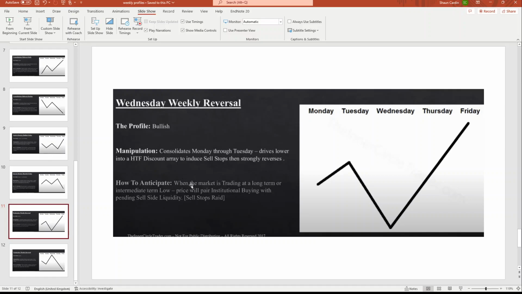Anticipate when market is trading at a long term or intermediate term low. Price at or near institutional value, buying with pending sell side liquidity. So it's a sell stop raid. So it runs down, takes out sell stops, and then moves higher. So let's go back to TradingView.